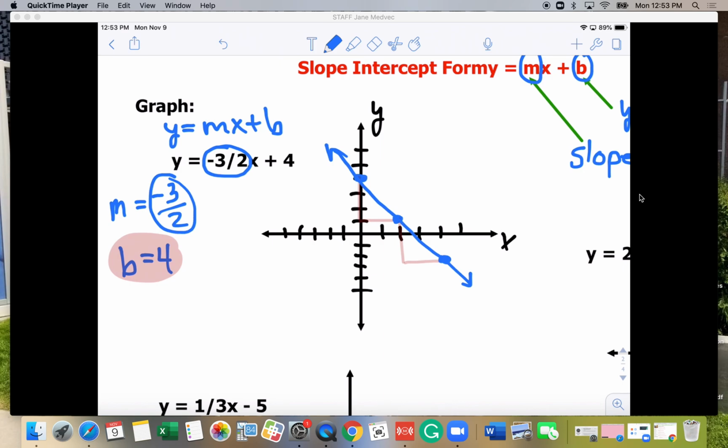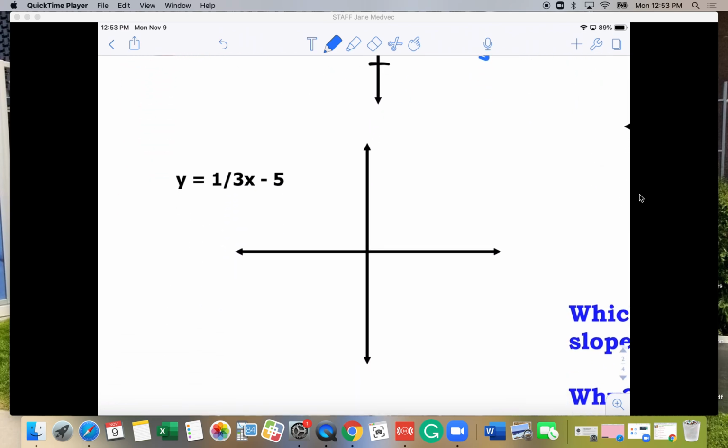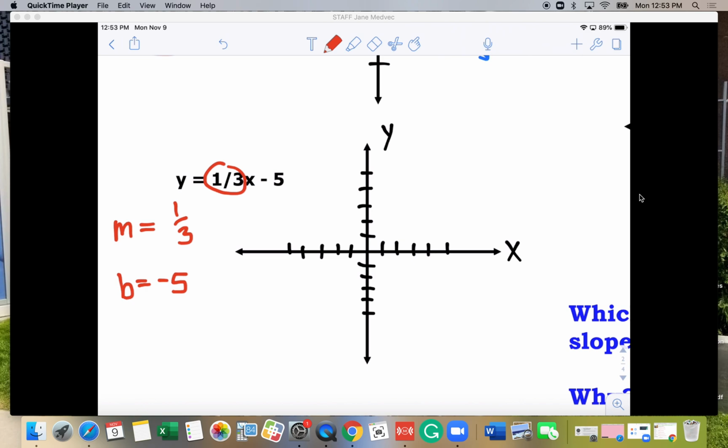Now let's move on to this one. I'm going to put in my hash marks. I'm going to label this as my x-axis and this is my y-axis. And I'm going to pull out some information. m is the number in front of the x, which is 1/3. And my b is the number off to the side, which is -5. Again, when we graph, we always graph the b first, which is -5. So that would be right here.